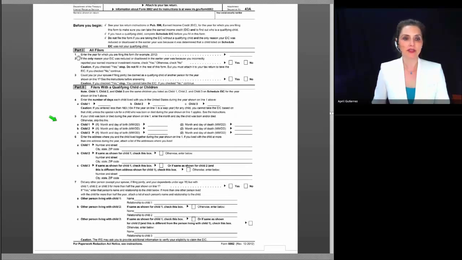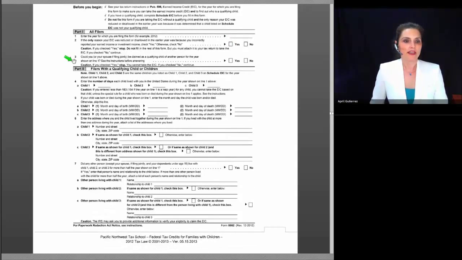And you can see on the form in part one, you answer questions. What is the year for which you're making this claim? If it was 2012, you'd enter the year. And line number two, if the only reason your EIC was reduced or disallowed in the earlier year was because you incorrectly reported your earned income or investment income, check yes, otherwise check no. And then it says, if you checked yes, stop. Do not fill in the rest of this form. But you must attach it to your tax return to take EIC if you checked no. And if you did check no, continue. And then it says, could you or your spouse, if filing jointly, be claimed as a qualifying child of another person for the year? Because if you can, you're out. You don't get the earned income credit.